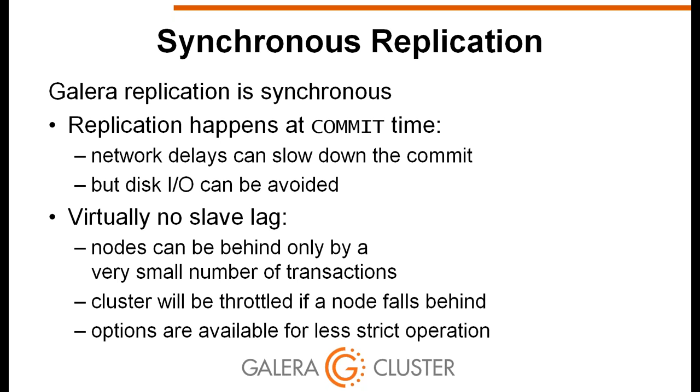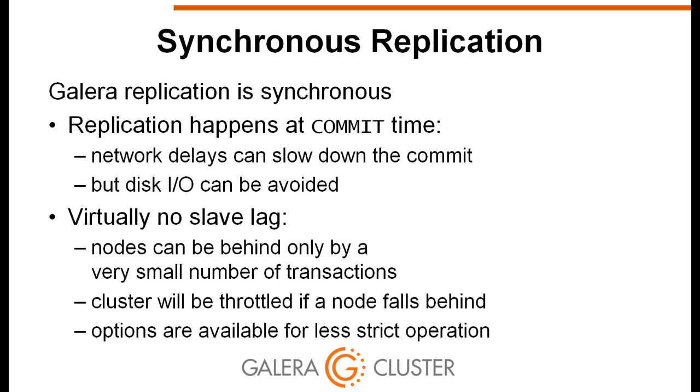This means that there may be some delay at commit time if the network does not perform very well, but it can also allow you to avoid disk I/O altogether at commit time if your nodes are sitting on independent power supplies, for example.